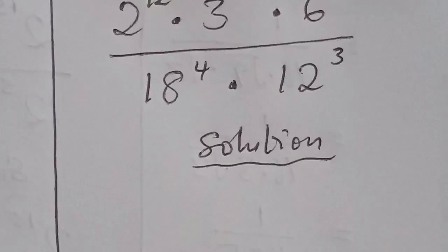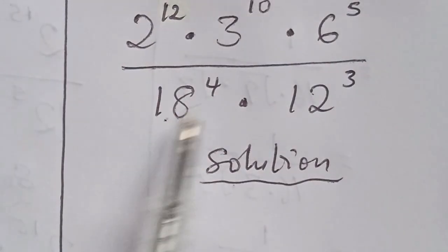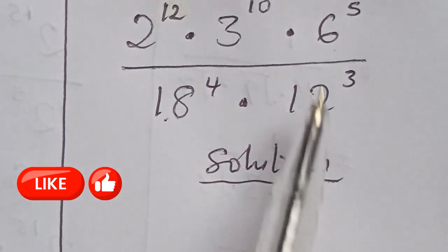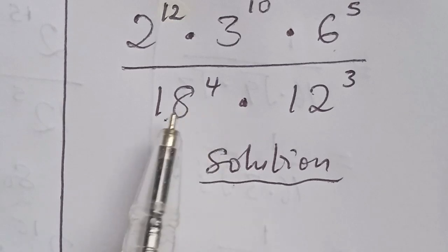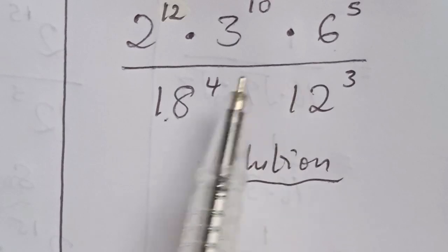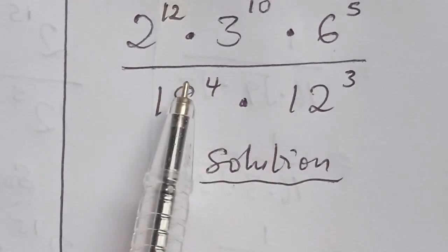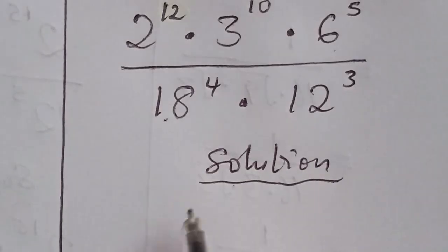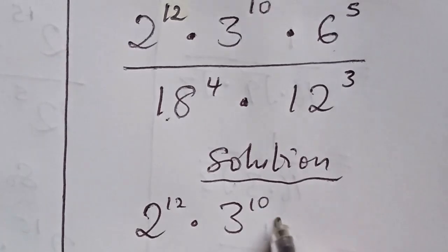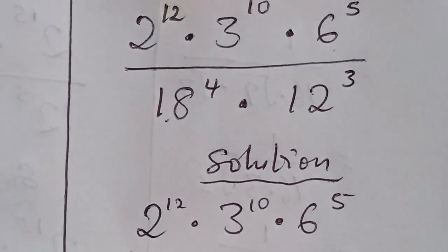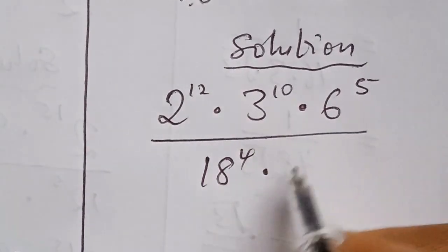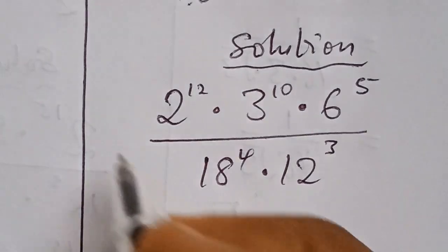The solution to this problem is we want to break this down to the lowest term. So we want to make sure that every base is either base 2 or base 3. From our question, we have 2 to the power of 12 multiplied by 3 to the power of 10 multiplied by 6 to the power of 5, everything over 18 to the power of 4 multiplied by 12 to the power of 3.